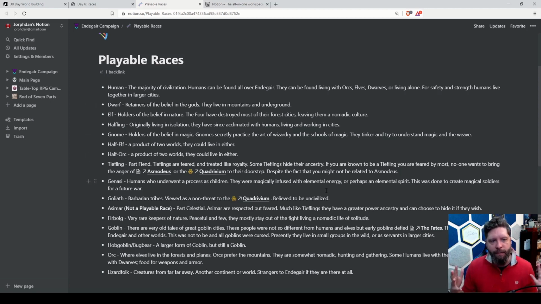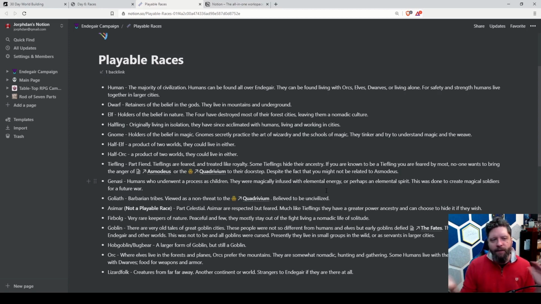Now, elves are going to be holders of the belief in nature. So they're going to be more of a nomadic kind of culture, and maybe some of them have figured out how to go back to the Feywild and things like that, because I like elves coming from Fey, and that could be fun and interesting. So we could definitely play with elves doing that, but I like this idea of you have divine magic, you have arcane magic, and then you have nature magic, and that's where rangers and druids and things like that. So a lot of elves here are not necessarily going to be wizards like you would see in Forgotten Realms, but they're going to be more earthy and get their power from their surroundings.